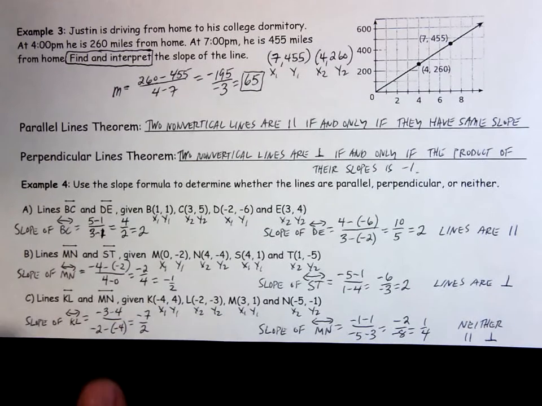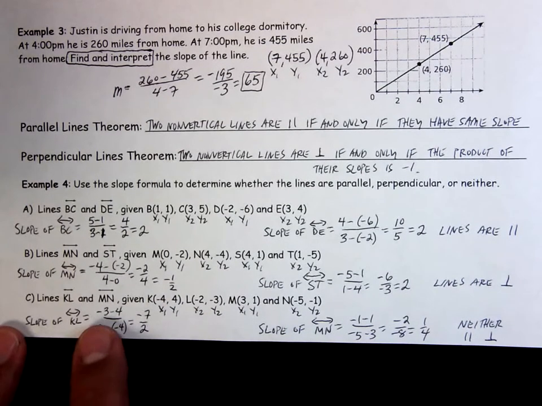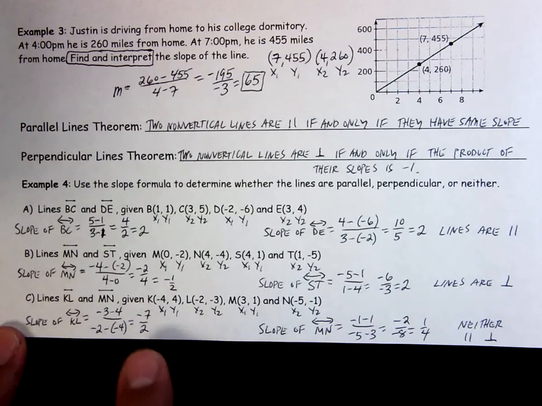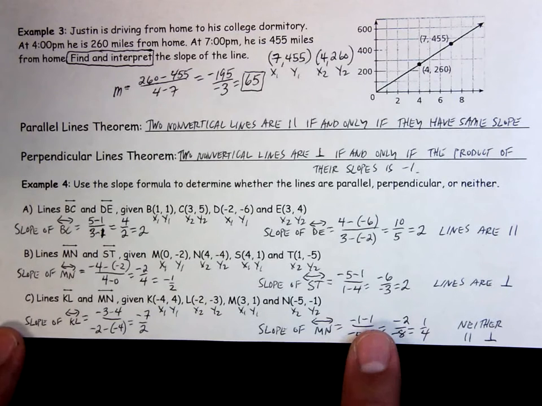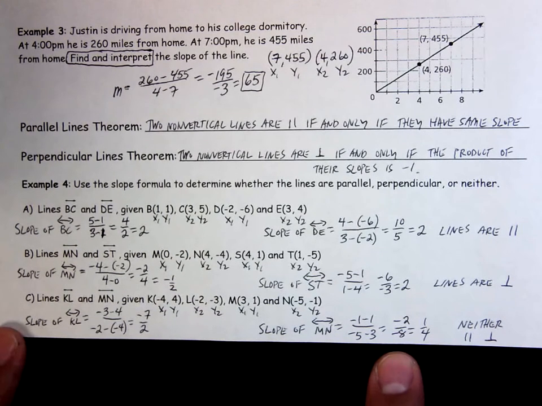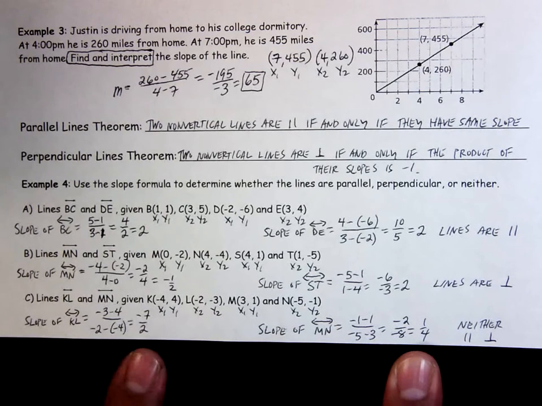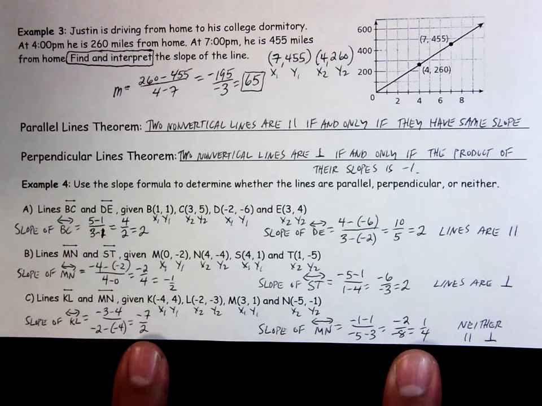Last one, slope of KL: -3 minus 4 over -2 minus -4. It's -7 over 2. Slope of MN: -1 minus 1 over -5 minus 3 equals -2 over -8, which equals 1 over 4. Not parallel, not perpendicular.